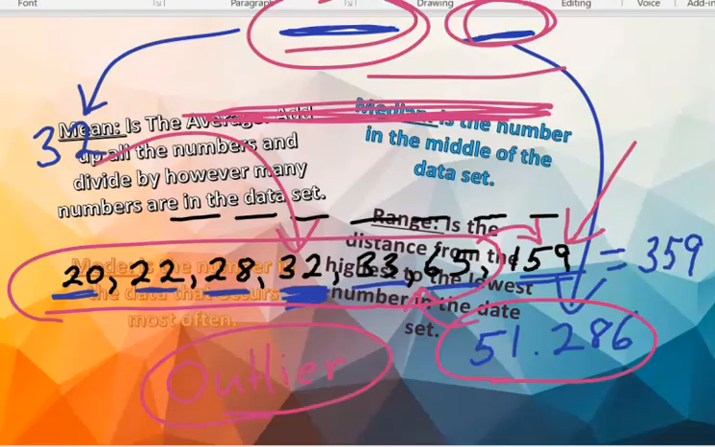So in that situation, the mean would be a bad idea, but you can use the median and probably the mode in those situations. All right, so there we go. So there's the outlier, 159. So that's going to make the mean not a good measure of center. If this was closer to these numbers, then probably the mean would have been the best measure of center.